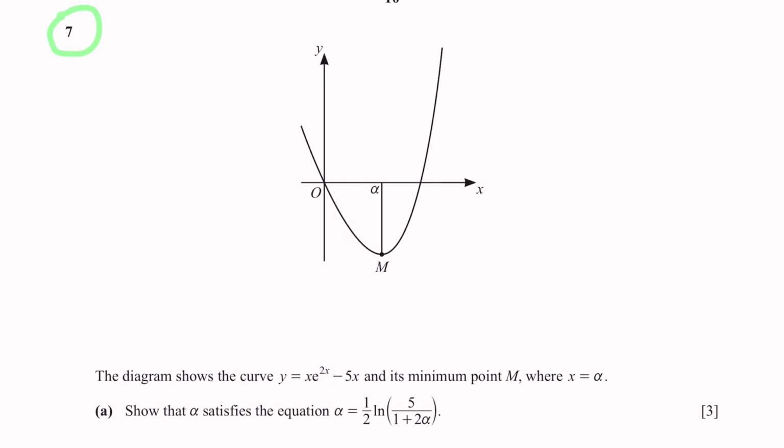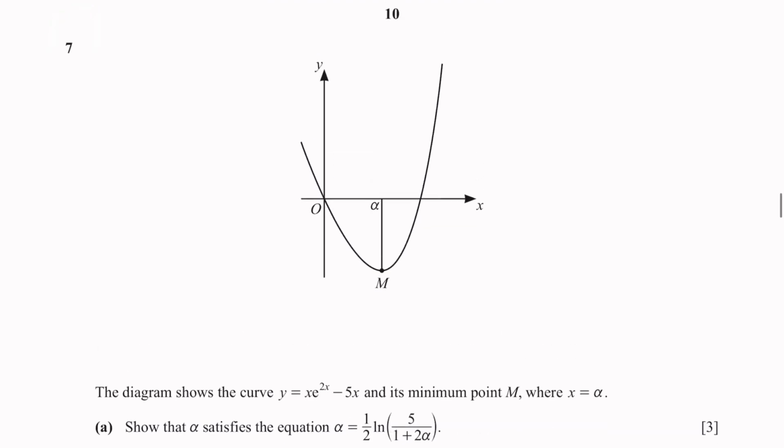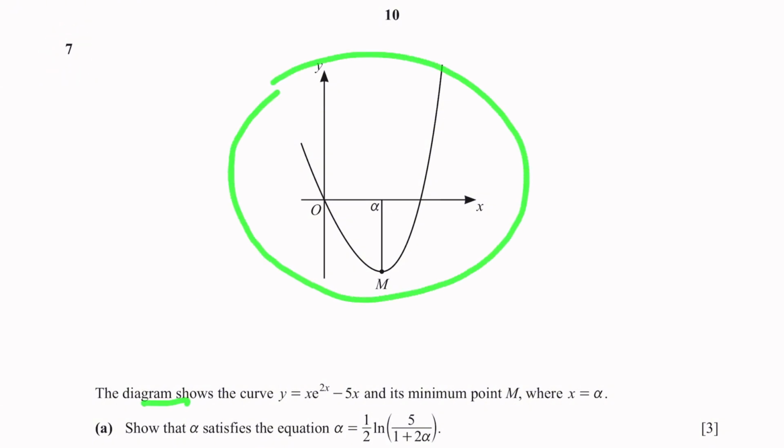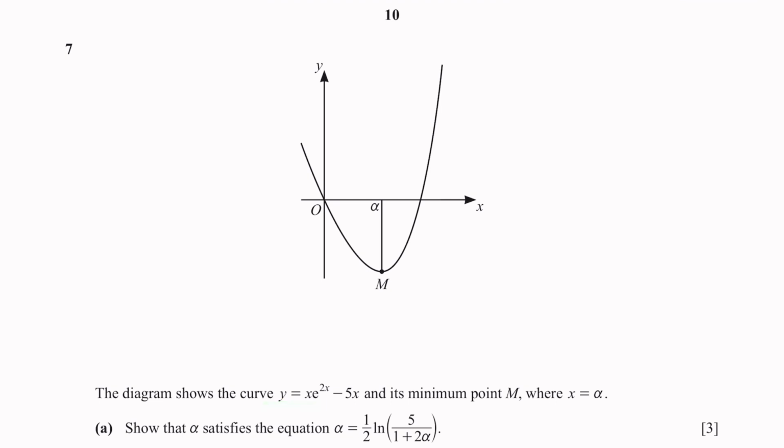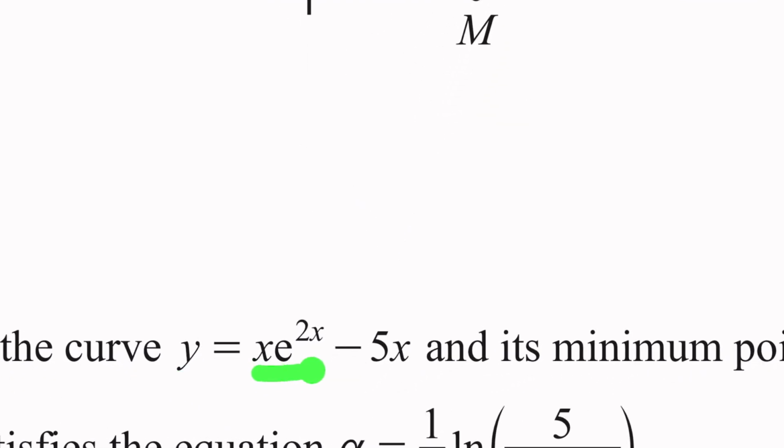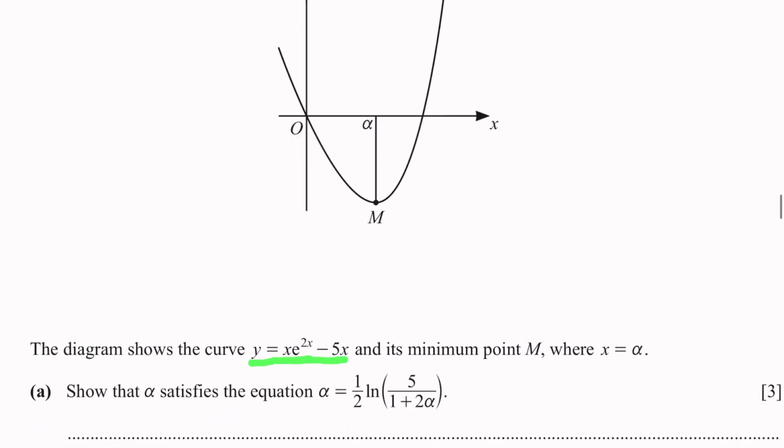Question number 7. This question is from numerical solution of equations. The diagram shows the curve y is equal to x e power 2x minus 5x. This is the equation of the curve and its minimum point M, where x is equal to alpha.